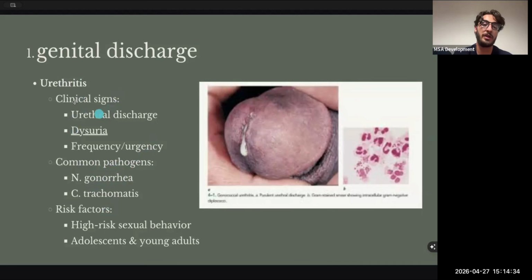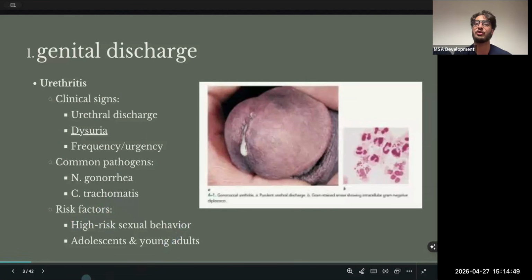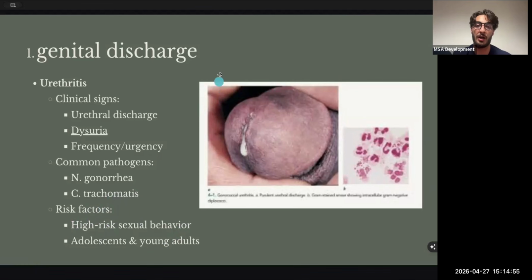In general, the clinical signs that you see with urethritis are obviously discharge. Dysuria is very important, and then frequency and urgency and any other lower urinary tract symptoms. And the risk factors, like we mentioned, is high risk sexual behavior, so multiple partners, no condom use, for example, or barrier contraception. And it's very common in adolescents and young adults.